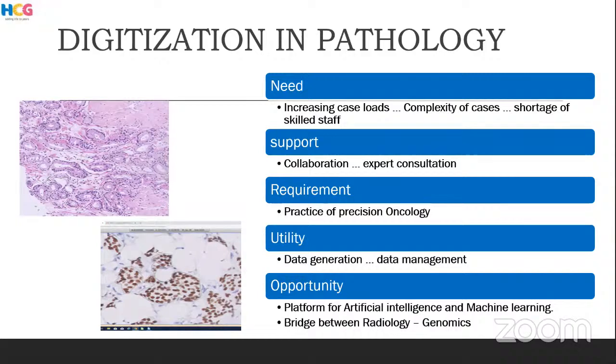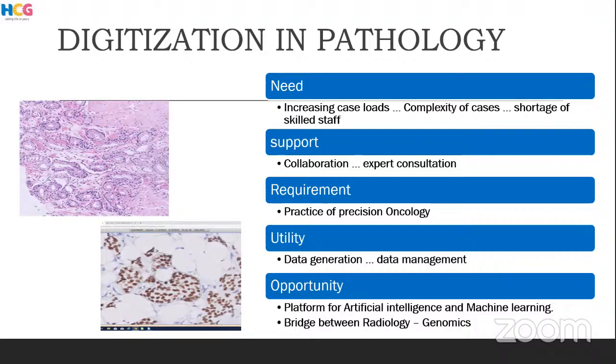There is an enormous amount of data generated through these whole slide images, and management of this data and its future application in the practice of precision oncology is very important. That is the need of the hour, not only for developing algorithms, but also for helping pathologists in their routine diagnostic practice. This also provides an opportunity for pathologists to interact closely with data scientists so that whatever is developed can be effectively implemented in clinical practice.